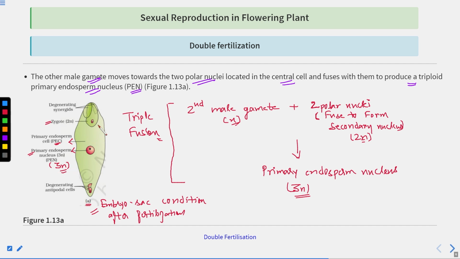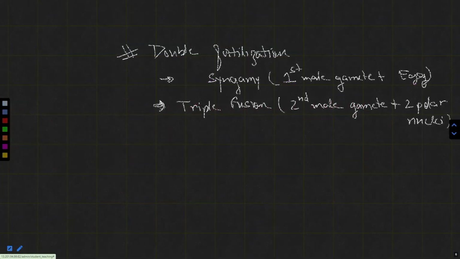And what other things are happening? The antipodals degenerate. So antipodals are present at the chalazal end. And synergids are present at the micropylar end. So the antipodals also degenerate and synergids also degenerate after the fertilization, and the egg cell fuses with the male gamete and it forms the zygote. Okay, clear? So what things are happening here?